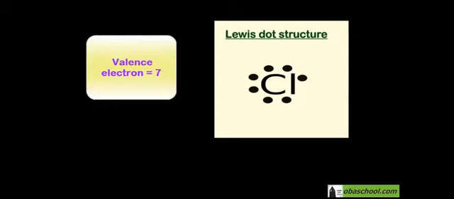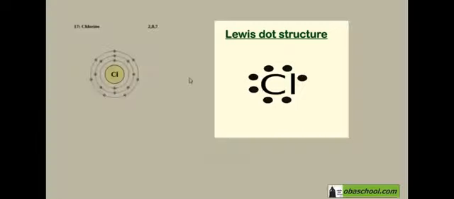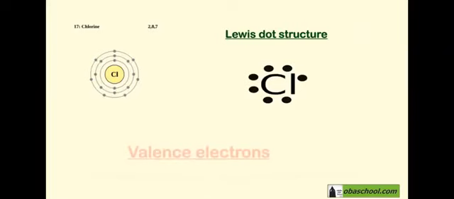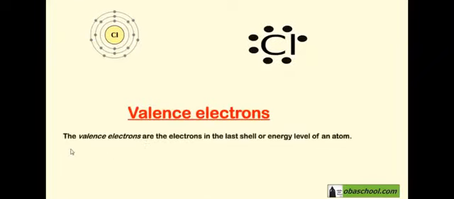The Lewis dot structure of chlorine shows the symbol of chlorine, Cl, in the middle, and around it are the 7 valence electrons. We add the electrons clockwise or anti-clockwise, and then we start making pairs. So first add one by one, and then start making the pairs. So as you see, 7 dots for chlorine because there are 7 valence electrons. So to know the number of dots, you need to know the number of valence electrons. They are the electrons in the last shell or energy level of an atom.